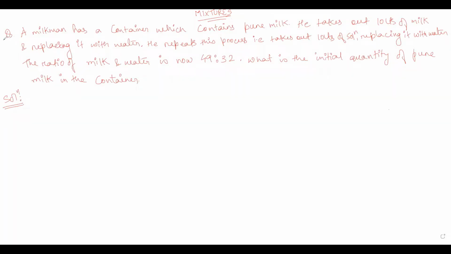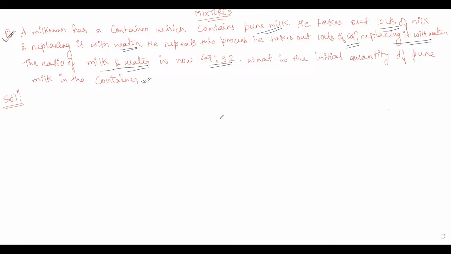Okay, so now let us see this question. A milkman has a container which contains pure milk. He takes out 10 liters of milk and replaces it with water. He repeats this process, that is, takes out 10 liters of the solution, again replacing it with water. The ratio of milk and water is now 49:32. What is the initial quantity of pure milk in the container?